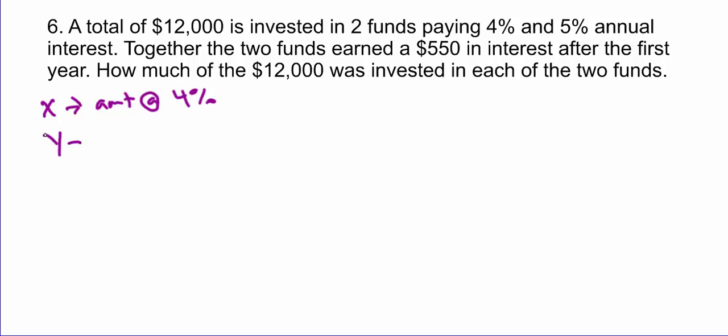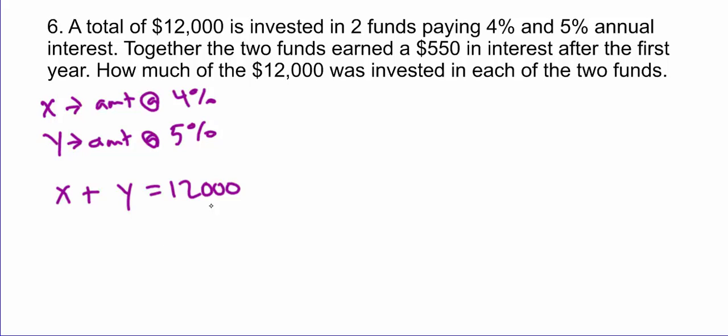And then y would represent the amount of money invested at 5%. Wouldn't you just invest it all at 5? Okay, sorry, never mind. All right, so here we go. We know the total of $12,000 is invested, so x plus y is 12,000. And that's just pure investment. Now the interest looks like this: 4% of x plus 5% of y would give us the $550.